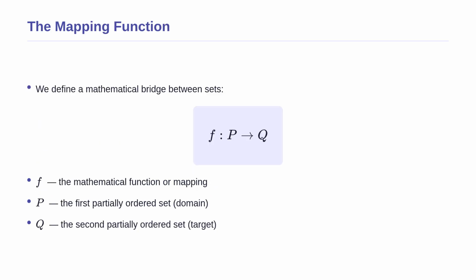To make this rigorous, we need a way to write it down. This formula represents the mathematical bridge we are building. The letter F represents the mathematical function or mapping itself. The symbol P stands for the first partially ordered set, which is our starting domain. The arrow indicates the direction of the mapping, taking elements from the first set and pointing them to the second set. Finally, Q represents the second partially ordered set, which is our target destination. If the size of set P increases, the mapping must expand to cover the new elements to maintain that perfect one-to-one relationship.